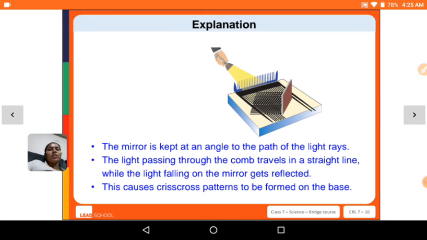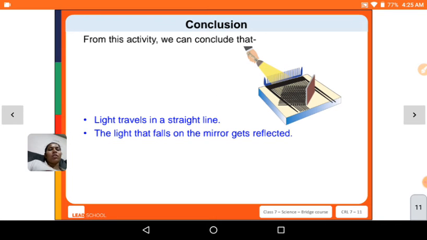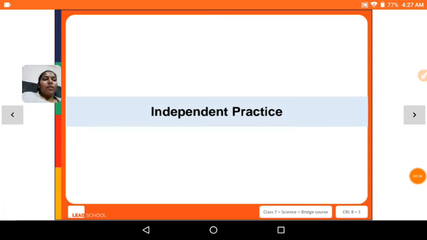And by this it forms a crisscross pattern. From this activity we can conclude that light travels in a straight line. The light that falls on the mirror gets reflected. We perform two activities to understand the reflection of light.